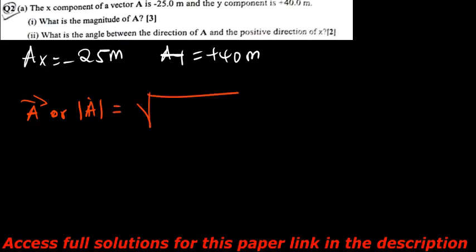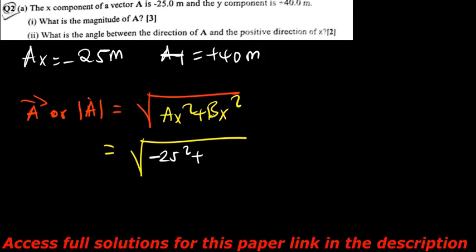It is given by the square root of the x component squared plus the y component squared. So in this case, the x component, it is negative 25. I square it plus 40 squared. So what are we going to get? Negative 25 squared is going to be positive. So you just say 25 squared plus 40 squared. So I'm getting the square root of 2225.